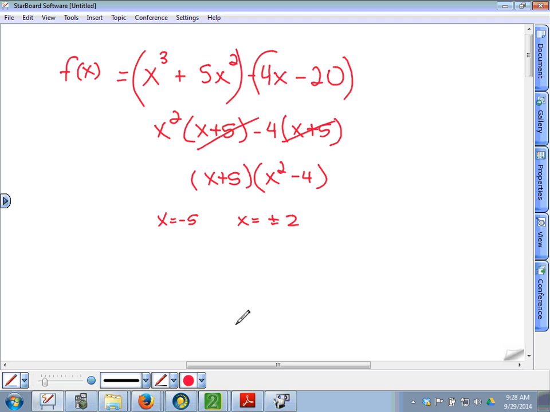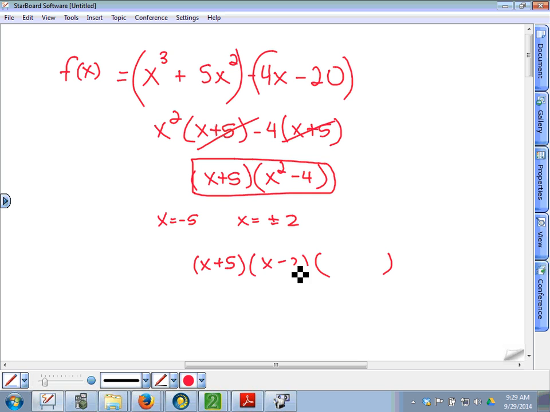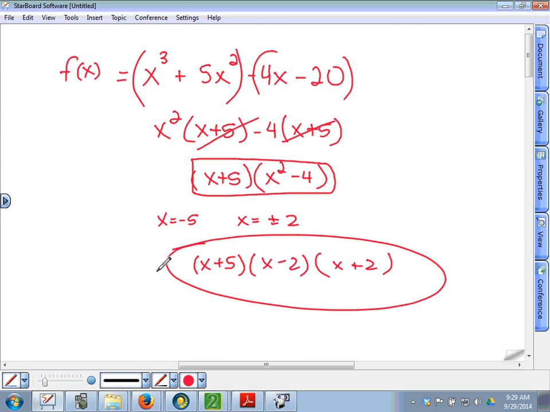And then I didn't ask you to do this on the quiz, but I am going to ask you on today's assignment to write the polynomial in fully factored form. This was partially factored because you only had 2 factors, but there should have been 3. So now that you have all 3 zeros, it would be x plus 5, x minus 2, and x plus 2. That's fully factored. Why is that fully factored? Because we have all 3 factors.